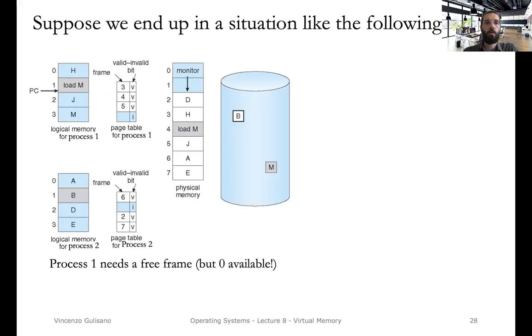We have two processes. Each of them has an invalid entry in the page table, so they potentially need to load a page in a frame. The problem is that all the frames in the physical memory are taken. Okay, so we don't have space to load a new one. So here we can start thinking about how to deal with this kind of problem. So what do we do in such a situation?